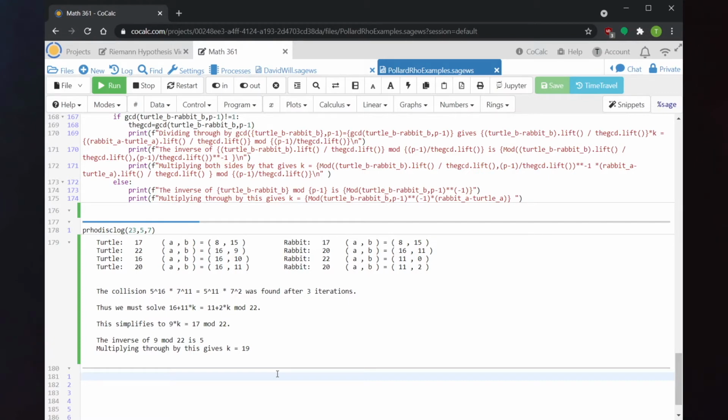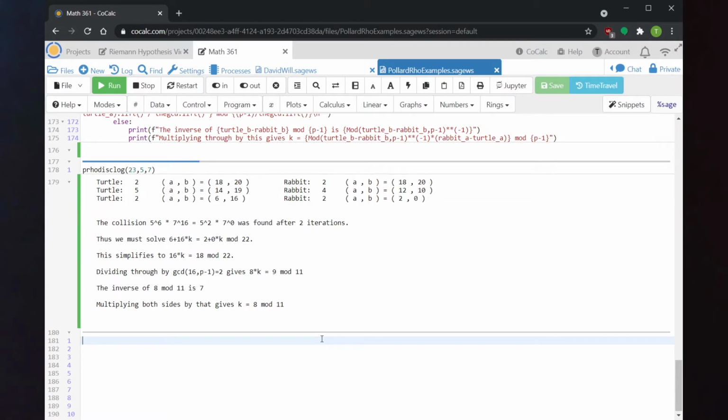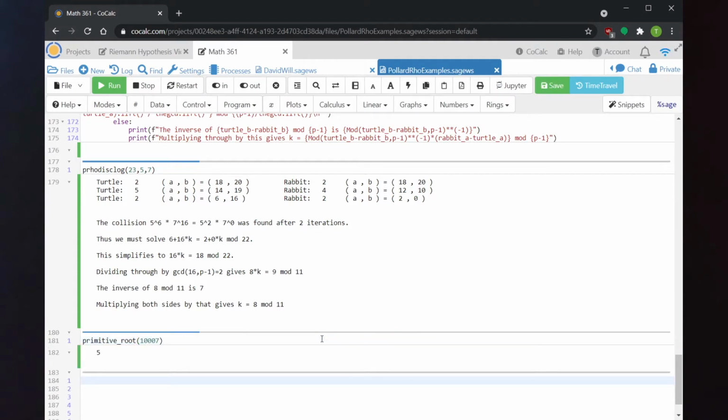Now, of course, it wouldn't be very impressive if the biggest number I worked with here was 23. So let's jump up to a significantly larger prime, just so that you can see what this looks like in a more sophisticated case. So I'm going to jump up to the prime 10,007. So before I can even write down a problem, I first need to calculate a primitive root mod 10,007. And as you have likely discovered already, the command primitive_root gives you a primitive root. And so we see that mod 10,007, 5 is actually a primitive root.